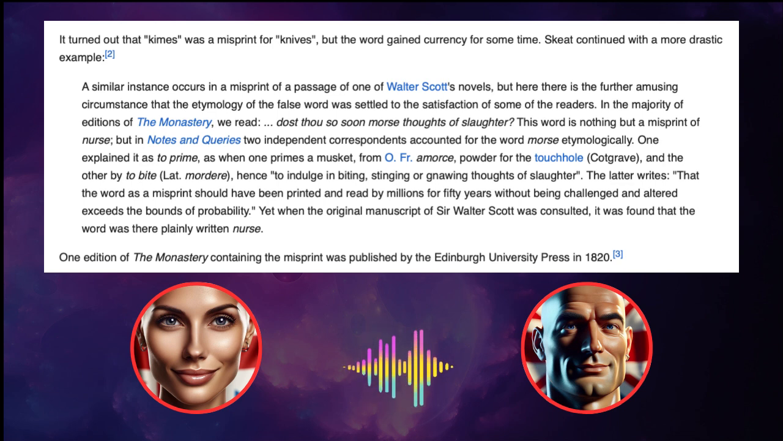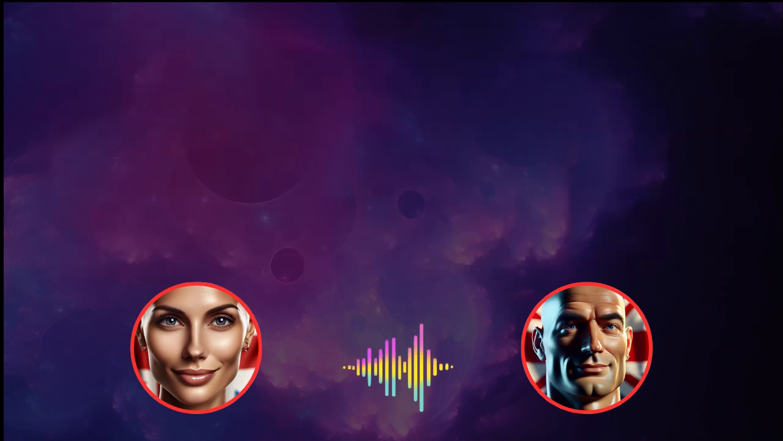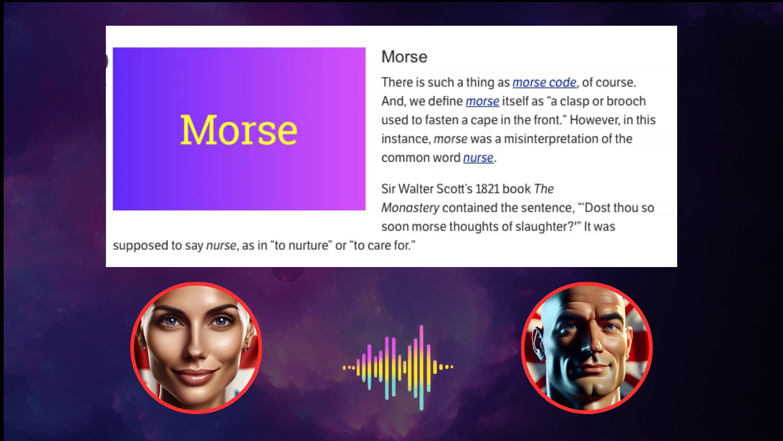And on that note, one more of Skeat's discoveries that I find particularly amusing is the word morse. As in Morse code. But how could that be a ghost word? Well, in this case, morse appeared long before the invention of Morse code. It popped up as a misreading of the word nurse in a Sir Walter Scott novel. The original sentence read, "Dost thou so soon nurse thoughts of slaughter?" Okay, I can see where the confusion might arise. In that context, morse almost sounds like it could be a verb, maybe meaning to suppress or harbor.